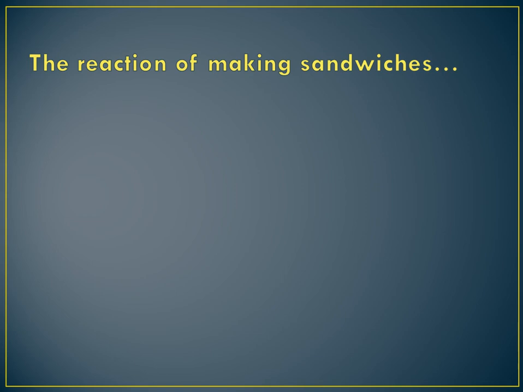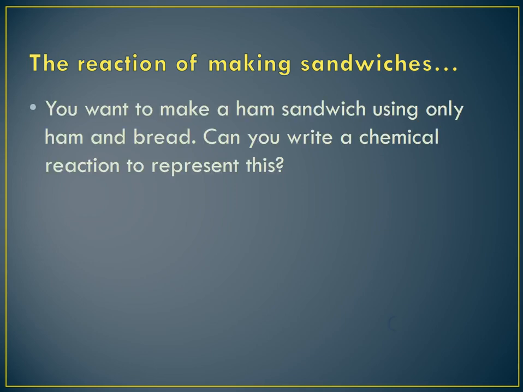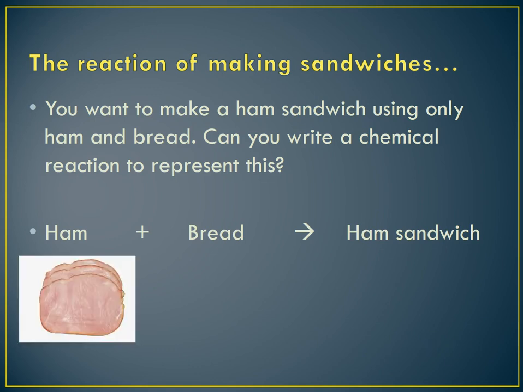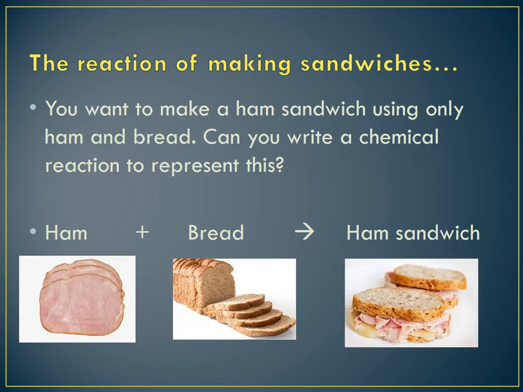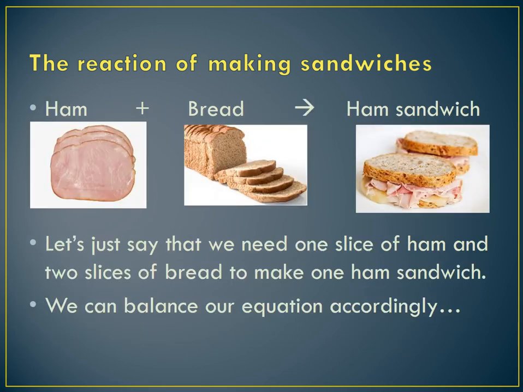Okay, so let's think about this. When we're talking about limiting and excess reagents, we're talking about how much we'll get when something runs out. So I'm going to take you through a little bit of an analogy first, and we're going to talk about making sandwiches. Let's say we're making ham sandwiches, and let's not make it complicated. These sandwiches are going to be very, very simple. We are only going to use bread and ham, and therefore we can write a simple chemical equation. So ham plus bread is going to equal a ham sandwich. So if we have some ham and some bread, we can make a ham sandwich. Okay, nothing else, just ham and bread.